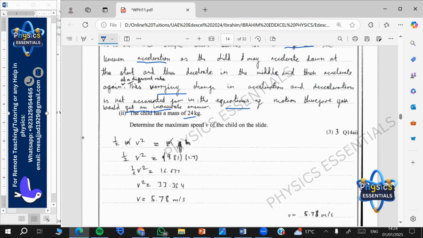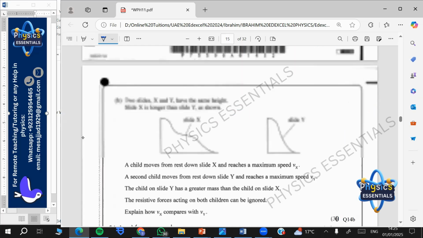Now mass of the child is 24, and he got the answer very correct because change in potential energy equals change in kinetic energy. It is starting from here, and you got the right answer. Just put in the values, and you got the answer. So therefore, you got the right answer here.